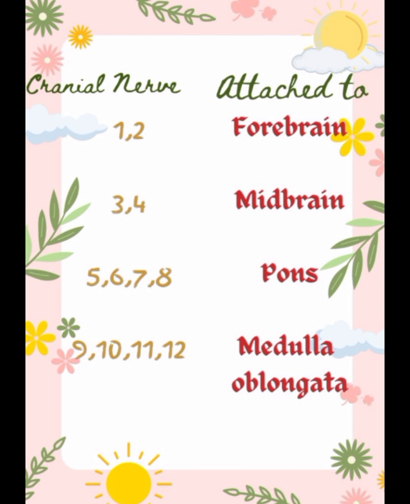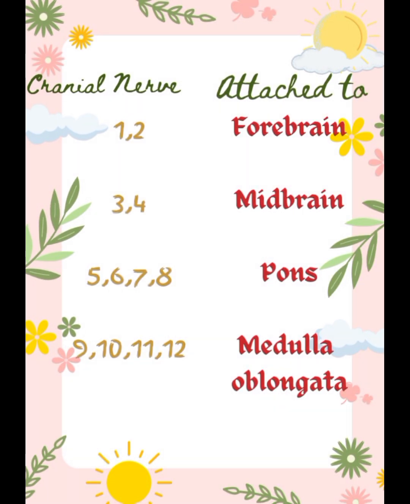So what is it? 1, 2 are attached to the forebrain. Then 3 and 4 are attached to the midbrain. Then 5, 6, 7, 8 are attached to the pons. Then 9, 10, 11, 12 are attached to the medulla oblongata. So actually the attachment is nothing but the origination.